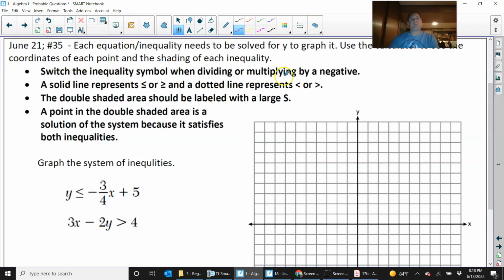Switch the inequality symbol when dividing or multiplying by a negative. We told you that. A solid line represents the less than or equal to or greater than or equal to, and a dotted line represents a less than or greater than. The double shaded area should be labeled with a giant S. That is the shaded area of the whole system. All right, a point in that double shaded area means that it's a solution to the system because it satisfies both inequalities. All right, so here we go.